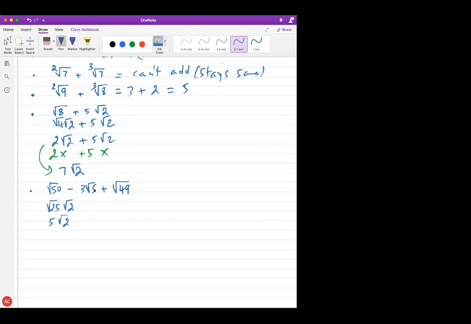Can we simplify the second one? It's already simplified. Bring it down here. Finally, this one. Do we know the square root of 49? 7. Okay, actually, I meant to put 45, not 49. Let me turn that into 45. 49 would have been easy.